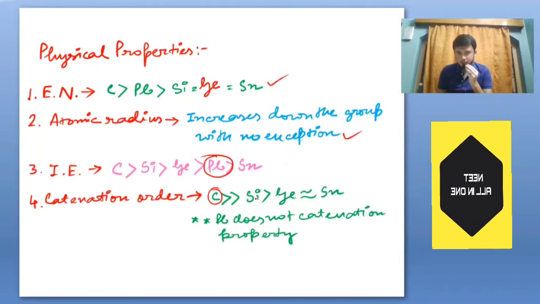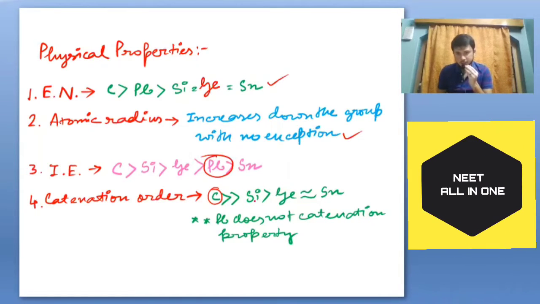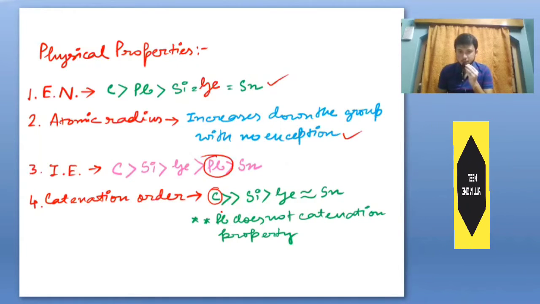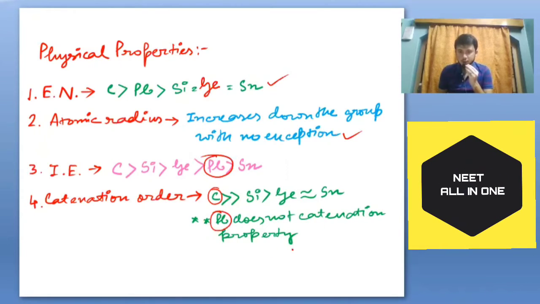Now next is catenation order, that is carbon has the highest catenation order, so I have written it as greater than, and then Si, then Ge. Ge and Sn have nearly or almost the same catenation order, but Pb here does not show the catenation property.